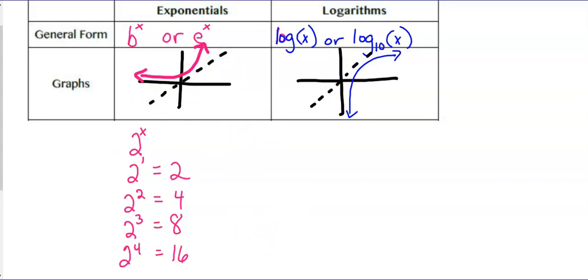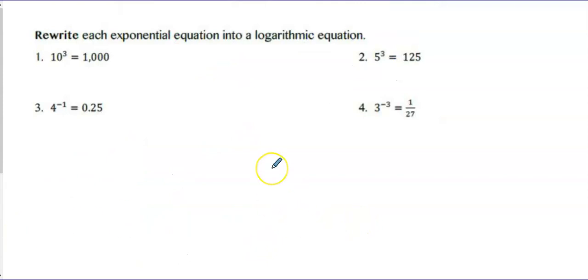All right, let's move on. Let's look at some examples. The directions here are to rewrite each exponential equation into a log equation. So let's look at that. We have 10 to the third power equals 1,000.